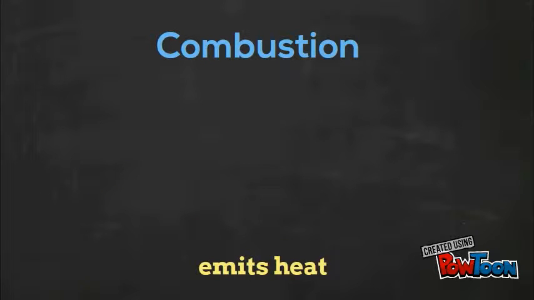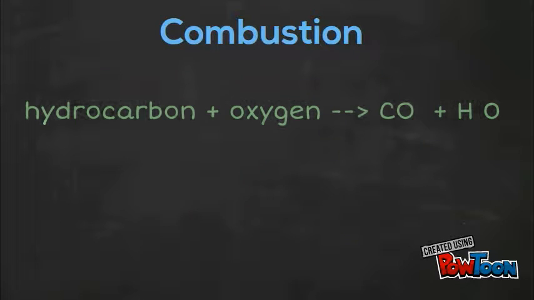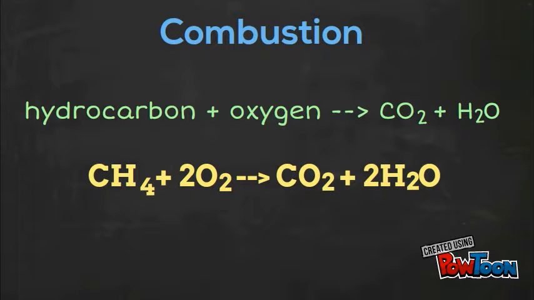Combustion emits heat and is when a substance combines with oxygen to form one or more oxygen-containing compounds. The general formula for combustion is hydrocarbon plus oxygen results in CO2 and H2O. One reactant is always oxygen, and the products always include carbon dioxide and water. One specific example is methane plus oxygen results in carbon dioxide and water.